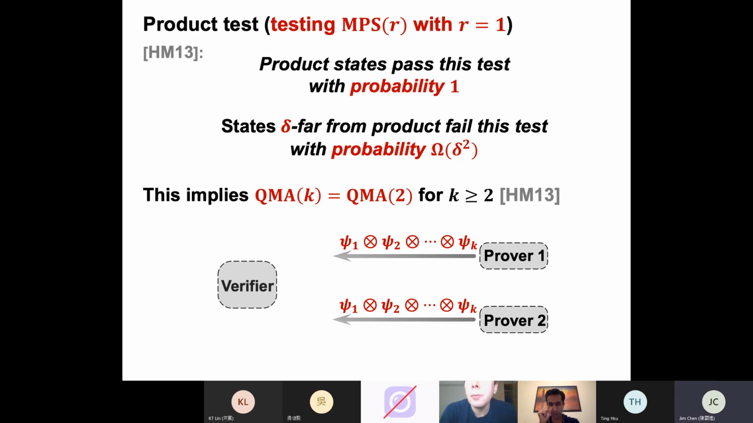So let's see why. Could the background mute themselves? There's background noise. Jim, could you mute yourself?